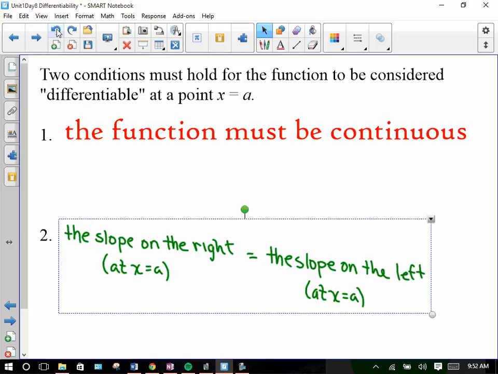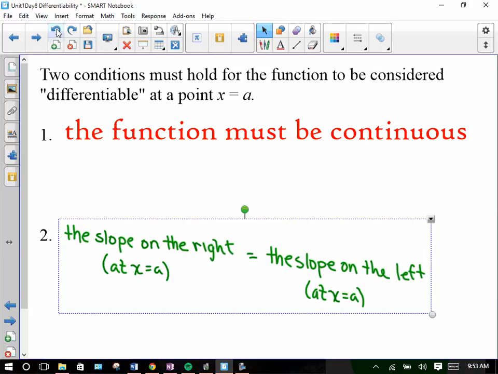Slope on the right at x equals a equals the slope on the left at x equals a. That might not make much sense, but once you see some examples of where the graph is not differentiable, that will make sense. Alright, let me ask you this question: if the slope on the right and the slope on the left at x equals a must be equal, what are we going to be looking at? What do you think we find right away?